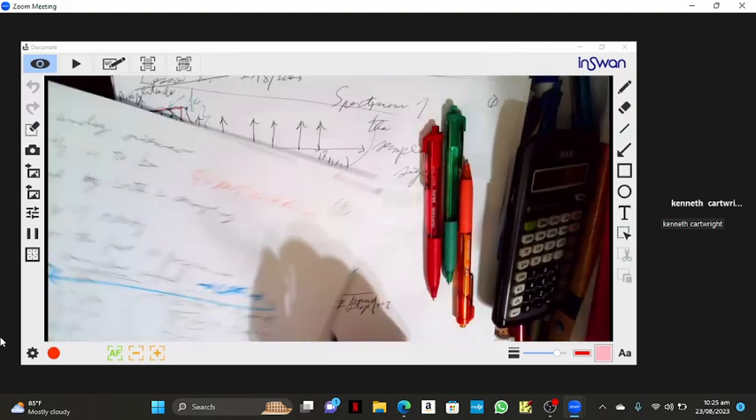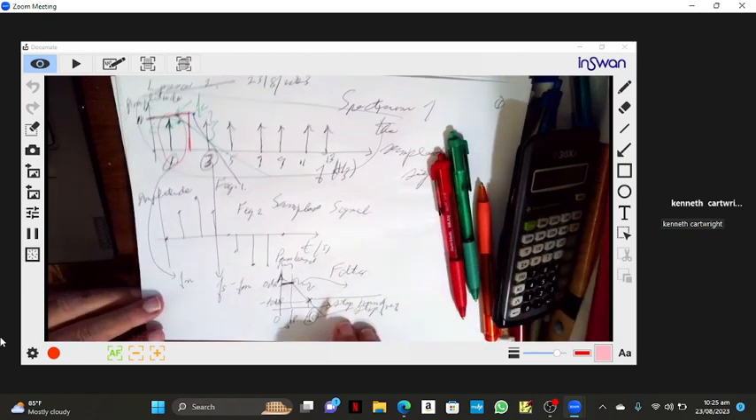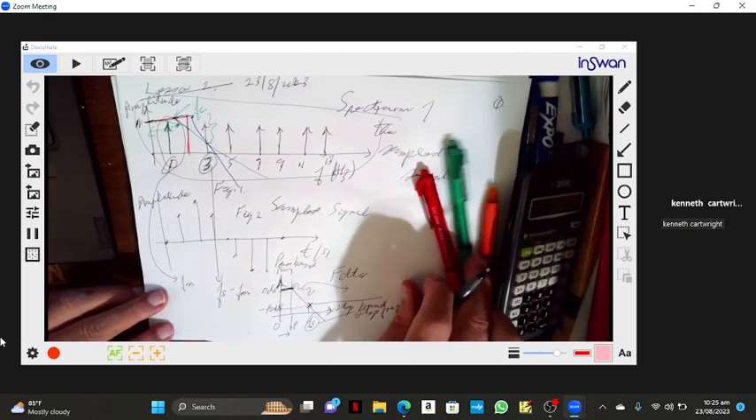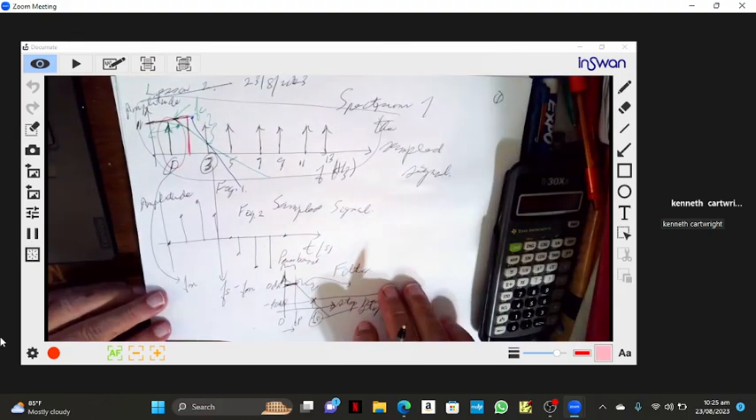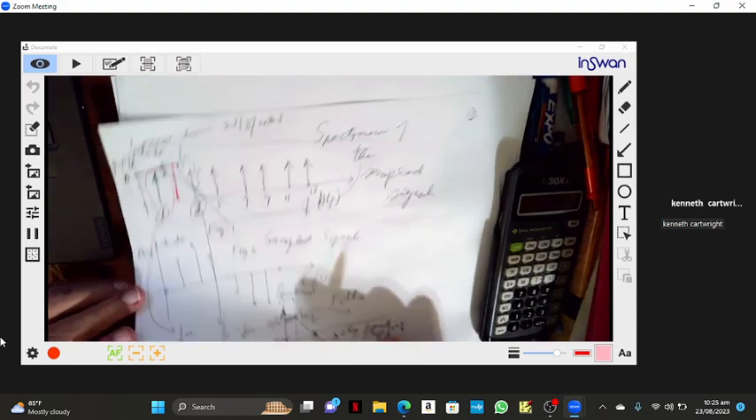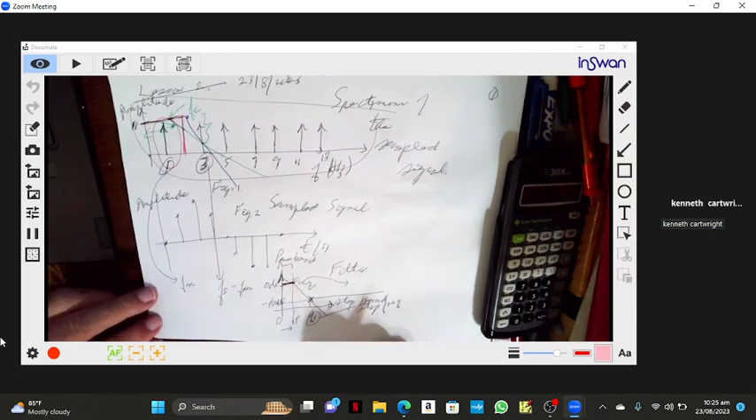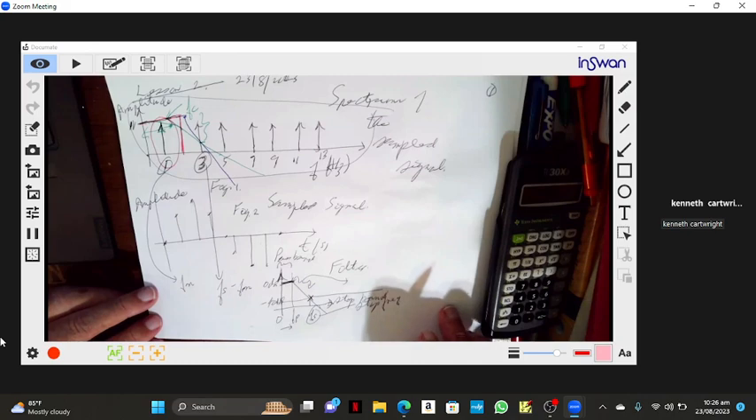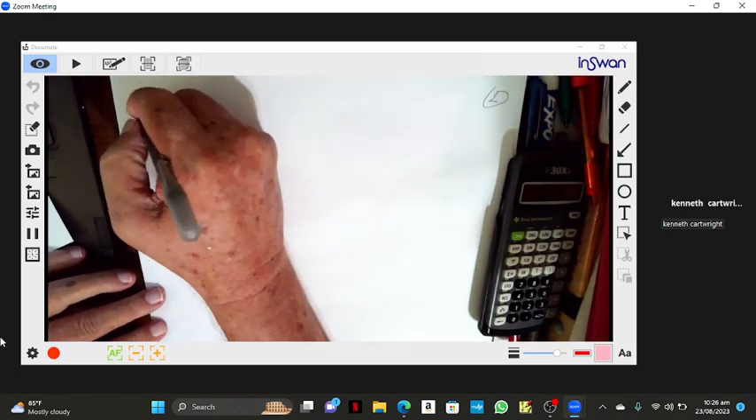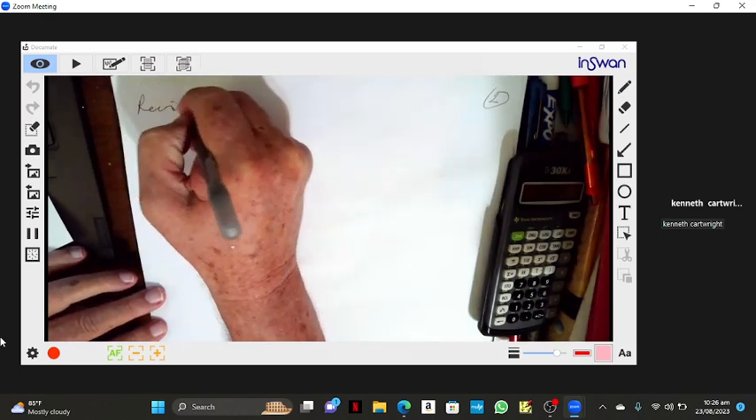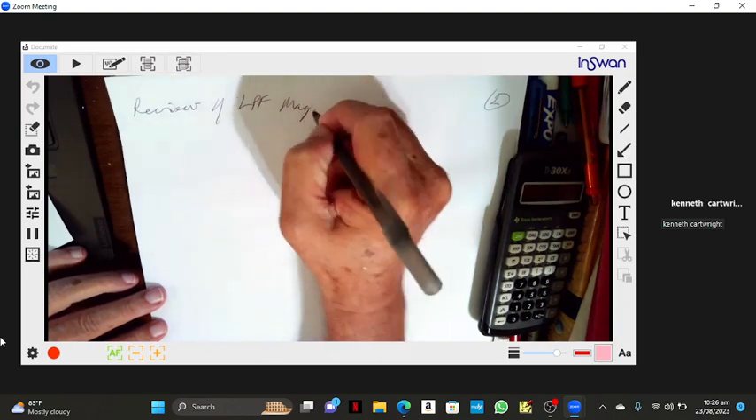Let me remind you of what we're doing. I am recalling for you, revising for you what a low pass filter specifications are. And let me redo this diagram on another page. So all of you got page 1. So, review of low pass filter magnitude response.